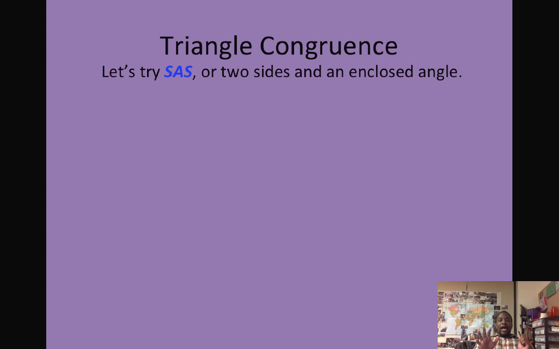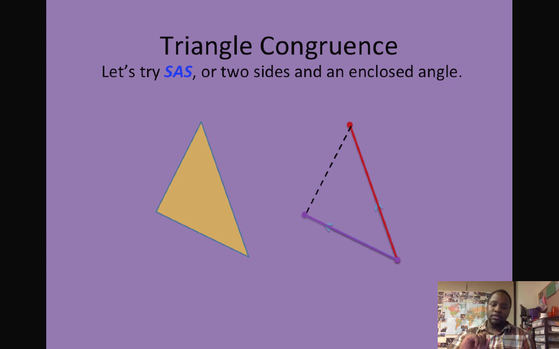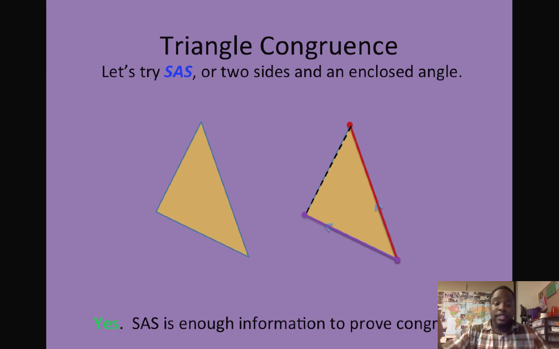So now that we've looked at all of the relationships with two angles and a side, we're going to look at all the relationships with two sides and an angle to see which ones of these are congruent. So we have a side, an angle, and a side. If we bring it over here, yes, we can create a congruent triangle. But is there another way to move these sides and angles around to create a different triangle? And there isn't. So SAS is enough information to prove the triangles are congruent.